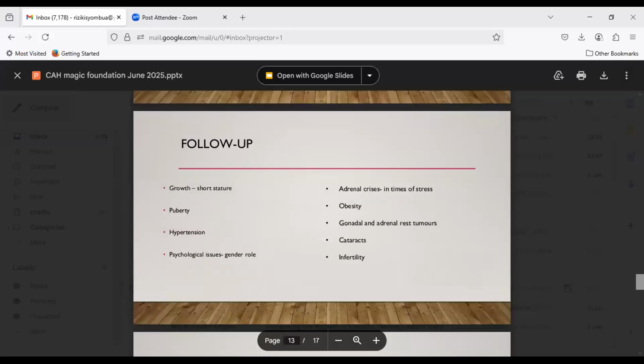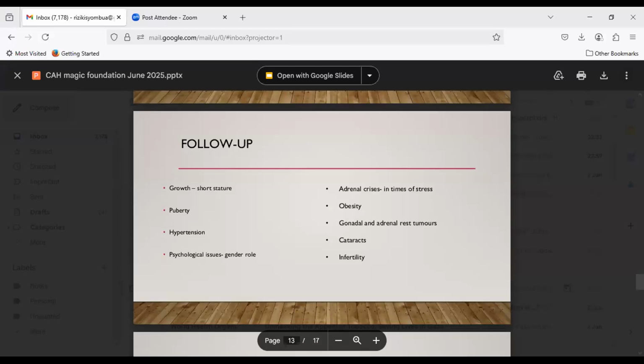Follow-up. So on follow-up, we always must look at the growth, because there's a tendency for them to get short stature, and also when you're using steroids, they may cause short stature if you overdose. Puberty, they tend to go into early puberty. They may have hypertension, and they have psychological issues, especially on the gender role. You find a virilized female who may want or feel that they would rather grow up as male. Then they may go into adrenal crisis in terms of stress.